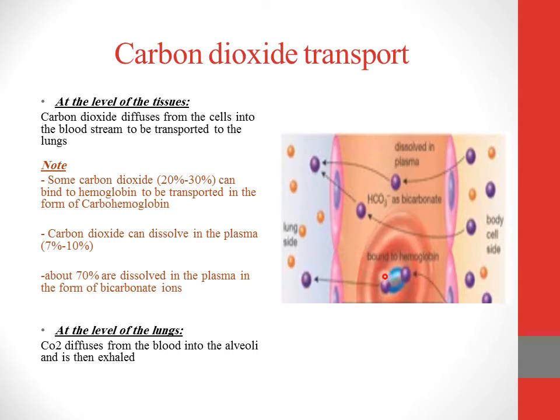The ones that were bound to the hemoglobin forming carbohemoglobin, in this case the carbohemoglobin decomposes and releases the carbon dioxide into the alveoli. So, the carbohemoglobin decomposes into hemoglobin and carbon dioxide to allow the release of carbon dioxide inside the alveoli.